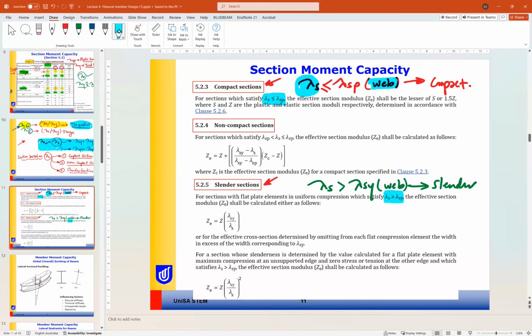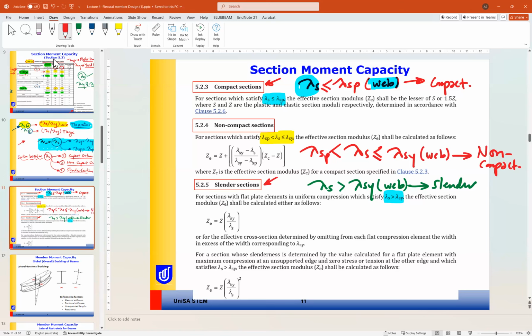So for non-compact, we have lambda s more than lambda s plastic and less than or equal to lambda s yield, again for the web in our assumption. This means the section is non-compact.